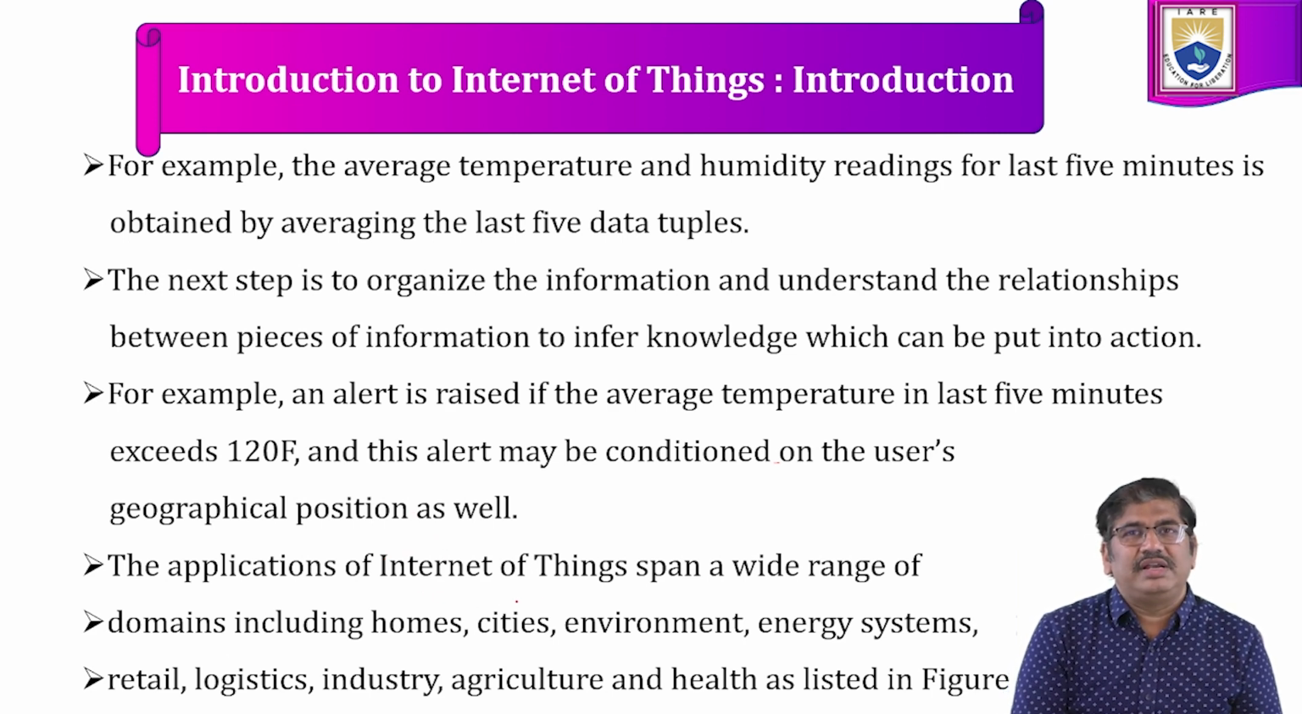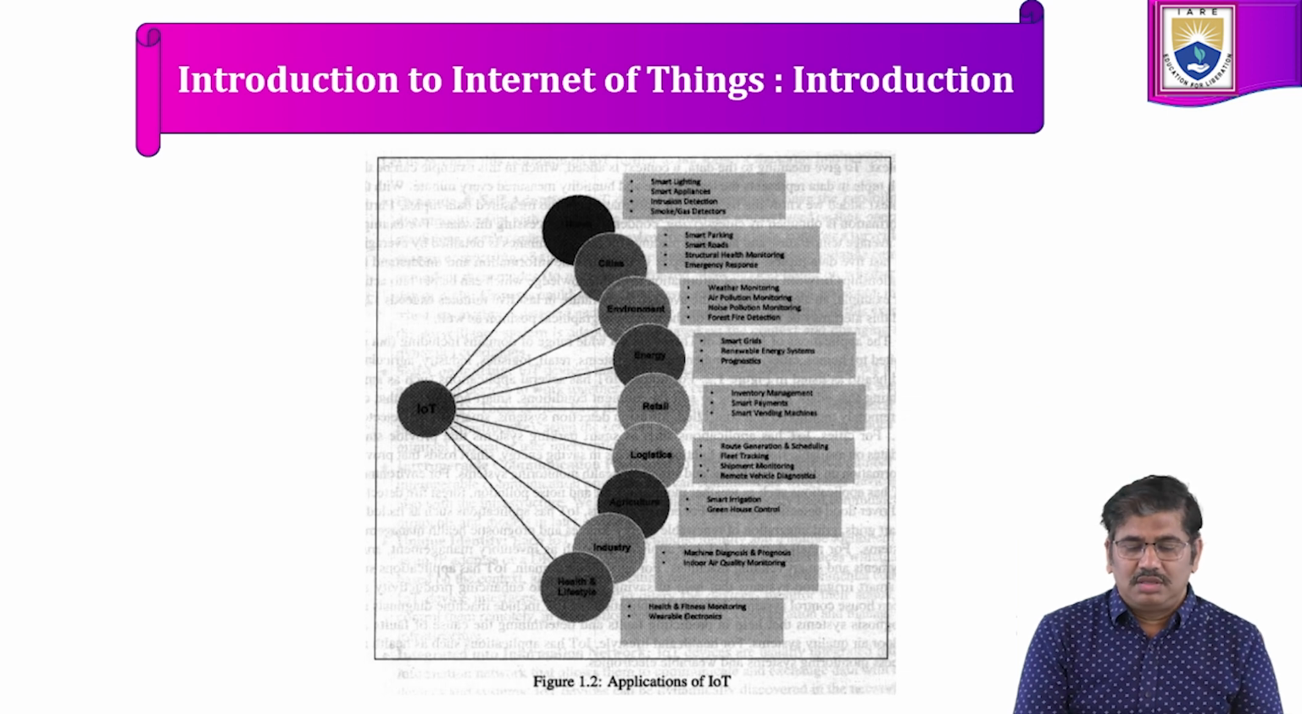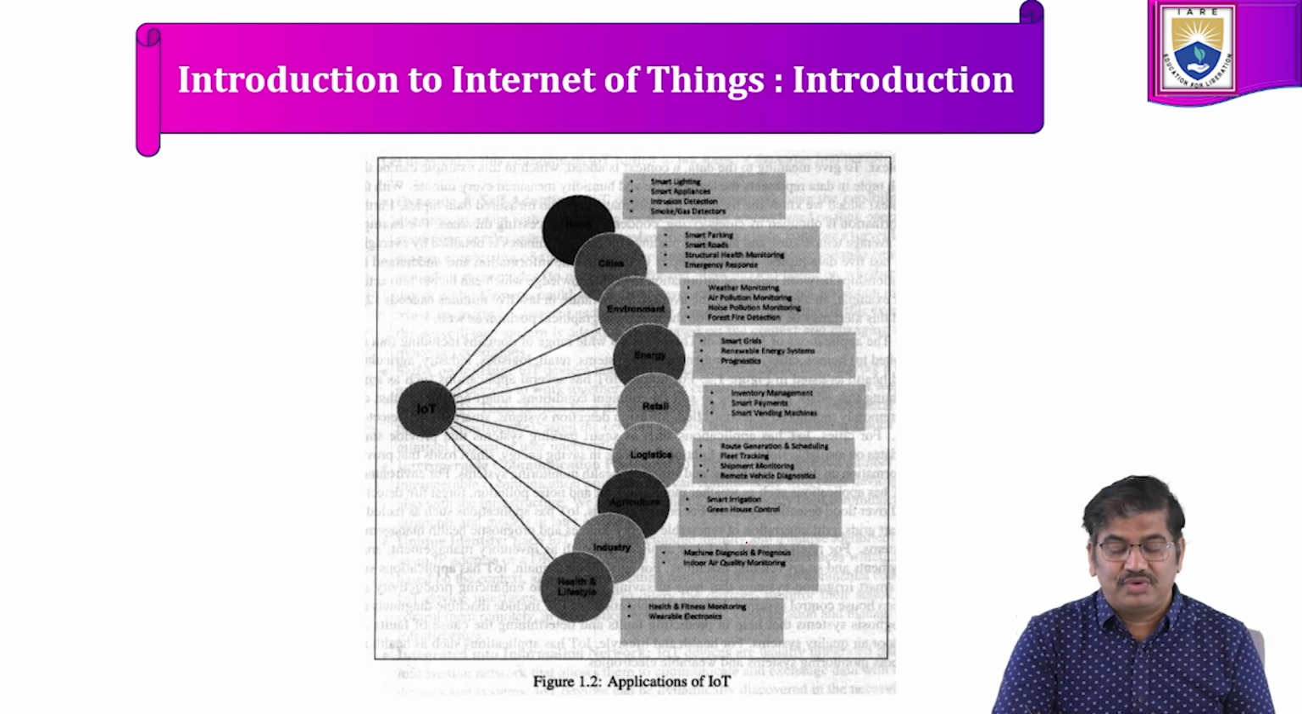The applications of Internet of Things span a wide range of domains, including homes, cities, environment, energy systems, retail, logistics, industry, agriculture, health and lifestyle, and many more. So these are the various applications of IoT we can have, like home automation, health, agriculture, energy, retail, logistics. Like this, we can have multiple applications of IoT.